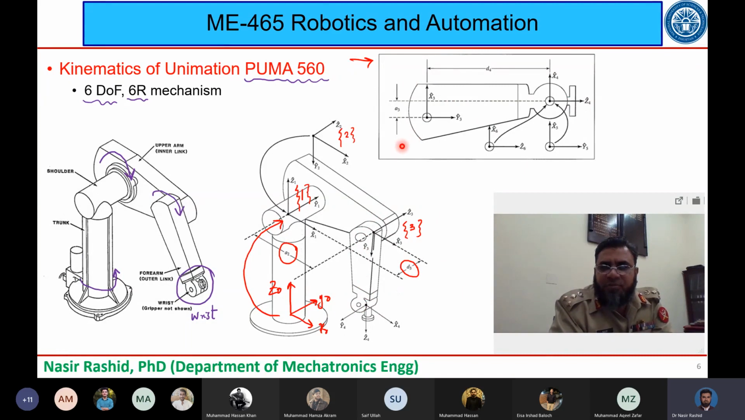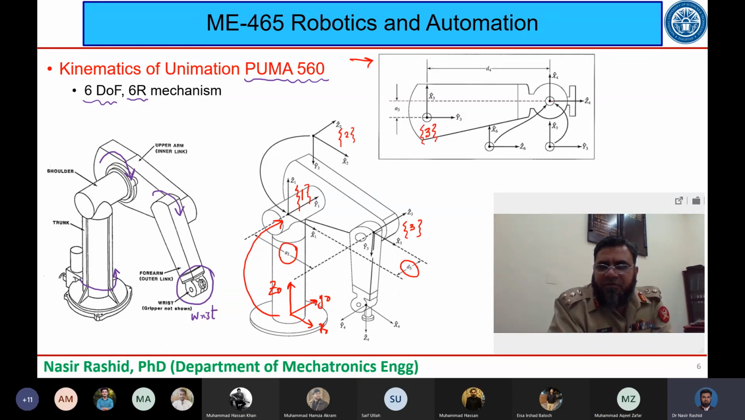Is this understood? Somebody please respond. Is this understood? Okay, yes sir. So if this is understood, I go back. This was my frame number 3, which was visible here. This is my frame number 3.